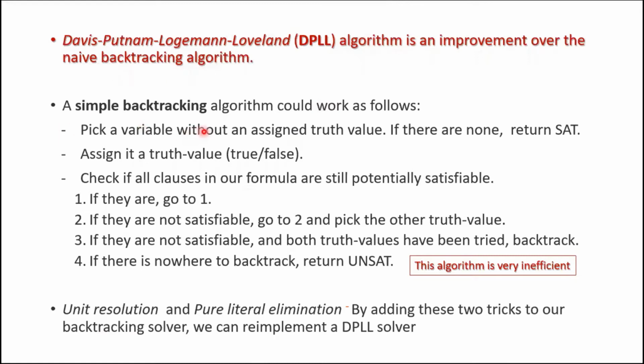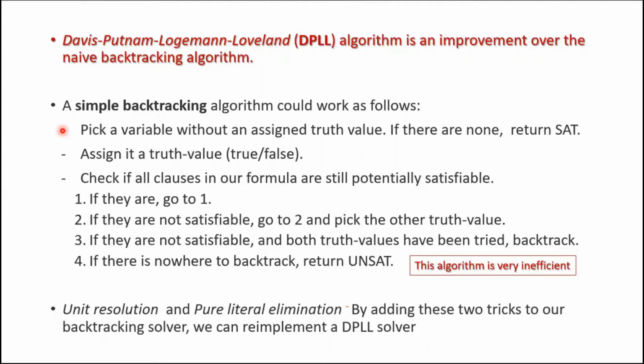Now, the DPLL algorithm is an improvement over the naive or the simple backtracking algorithm. A simple backtracking algorithm could work as follows. We pick a variable without an assigned truth value. If there are none, return SAT. The next step is to assign it a truth value, which is true or false.